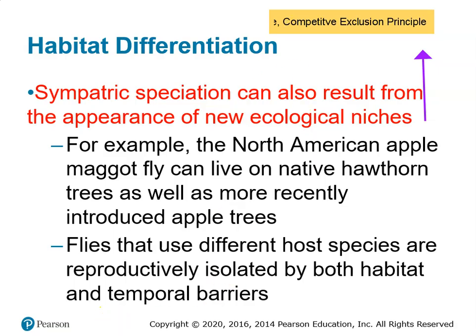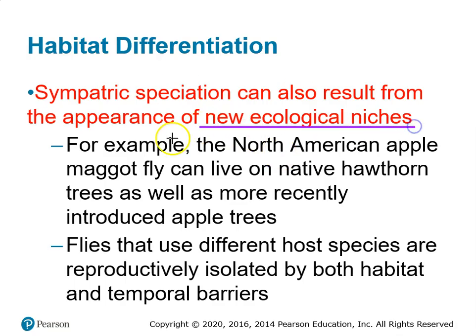But if you have a new niche, you have a whole new job. You have new jobs, new resources, new spaces to move into. So for example, the North American apple maggot fly can live on native hawthorn trees, as well as more recently introduced apple trees. Flies that use different host species are reproductively isolated.